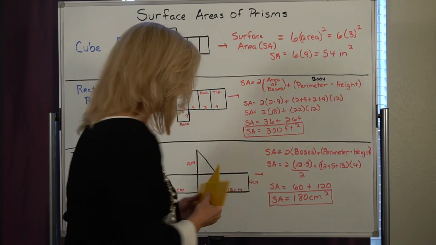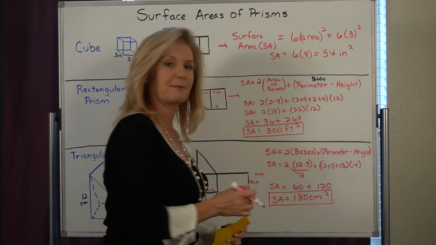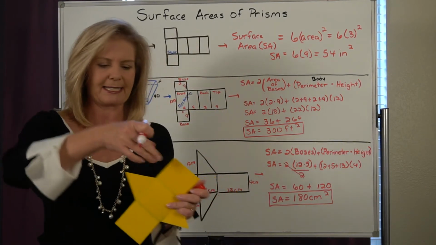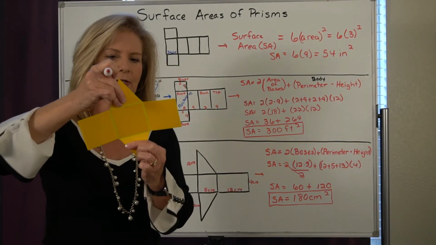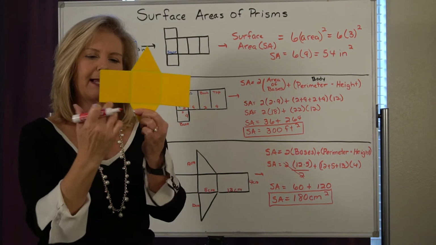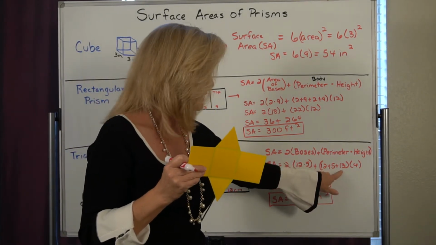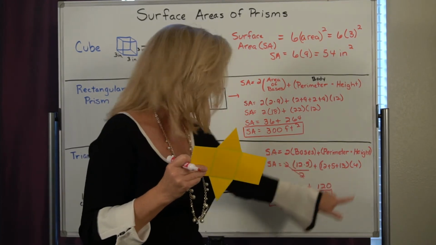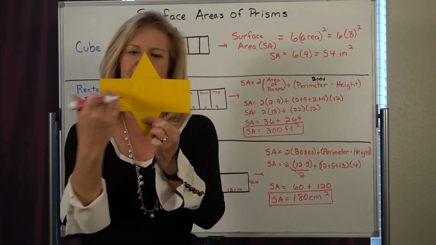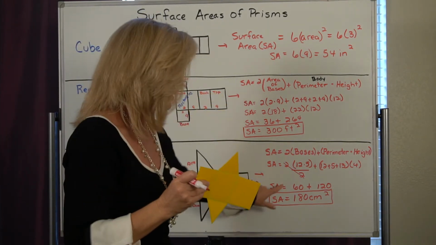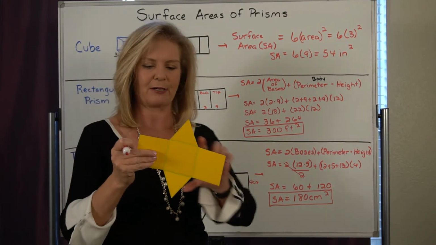Well, these 2 2's will cancel out. So really, it's just my base times my height. That's where I'm getting my 60. So these 2 together equal 60 centimeters. Now to get my body, I've got to get that whole base. So I do 12 plus 5 plus 13, and then I multiply that by 4, I get 120. So now I'm going to add my bases together with my body, and when I put those together, I get my surface area of 180 centimeters squared.